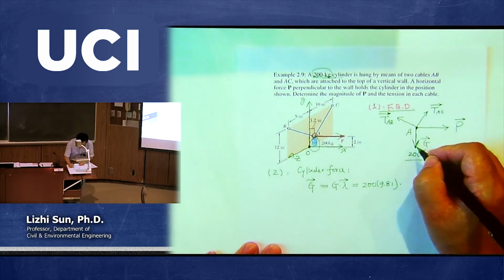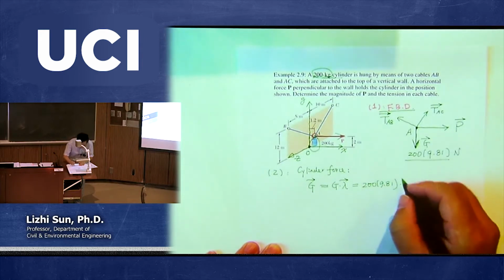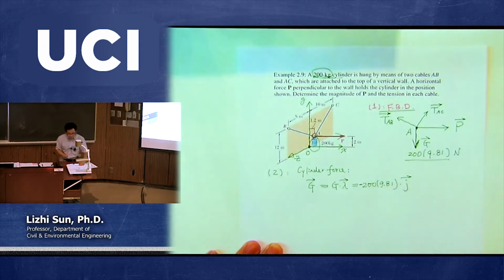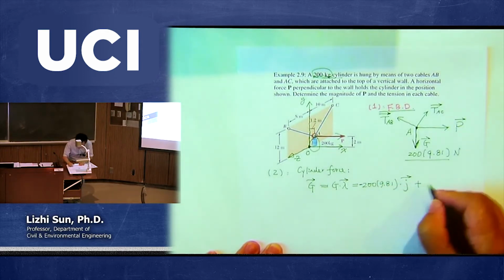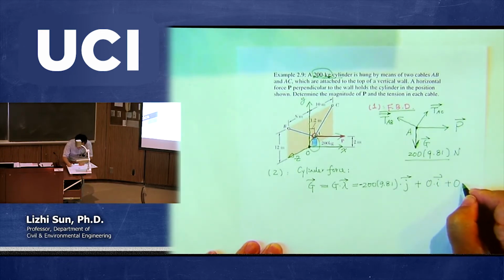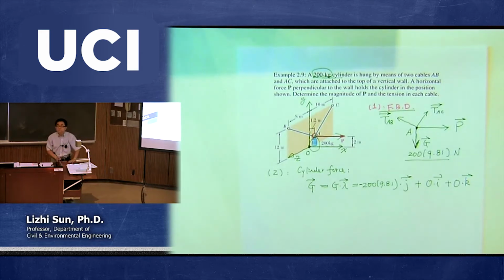So this direction is going down, so then you only have the Y components, which means J, and which is a negative. If you really want to write the X component, that's 0 times I. If you really want to write the Z component, that's 0 times K. But they are 0, that's why you don't need to worry about it.